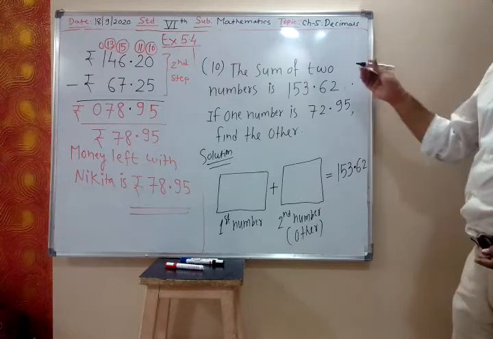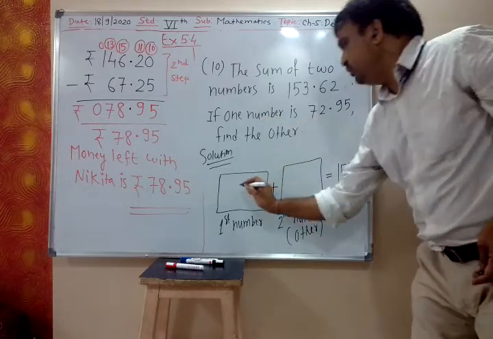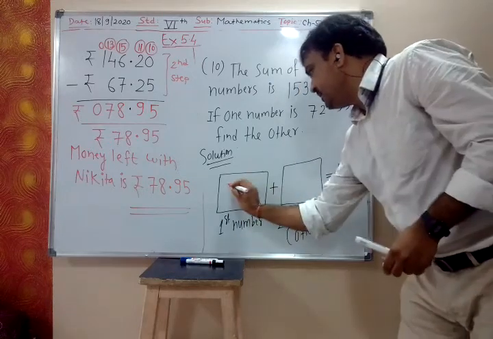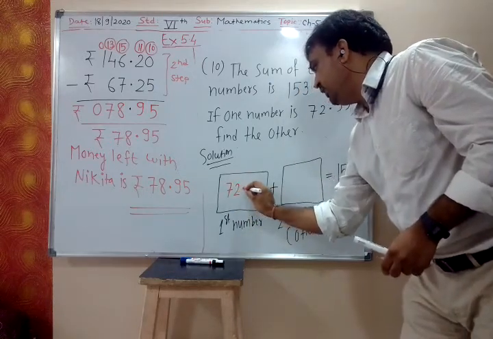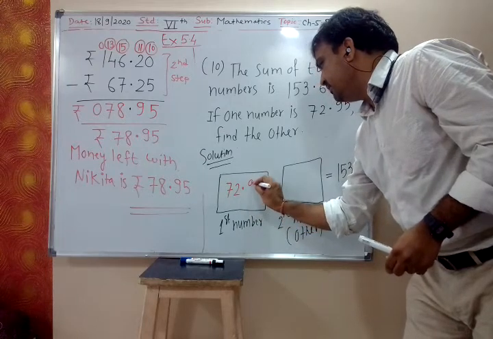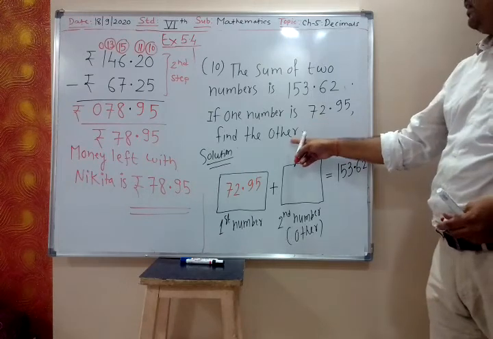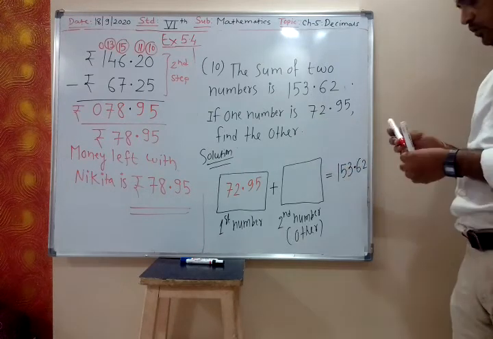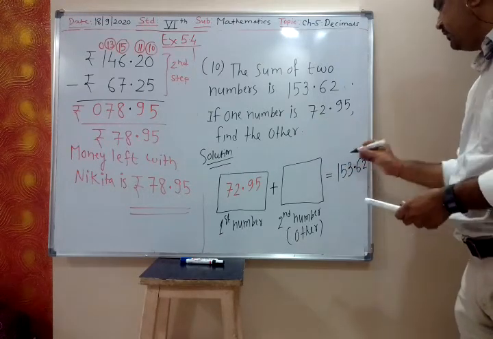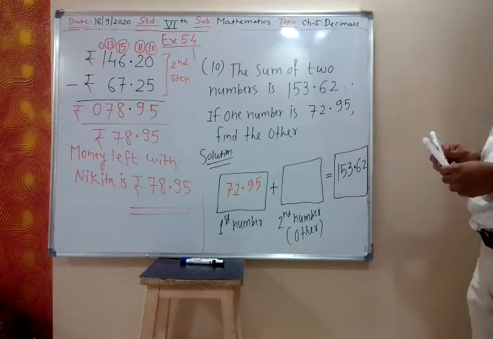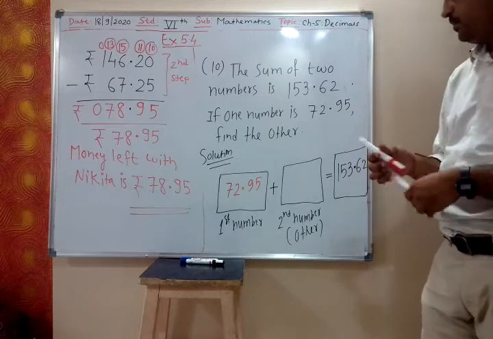So what is the first number? One number is 72.95. This is my 72.95, the first number. This is added to the other number, so that we get the total 153.62. So what is that other number?